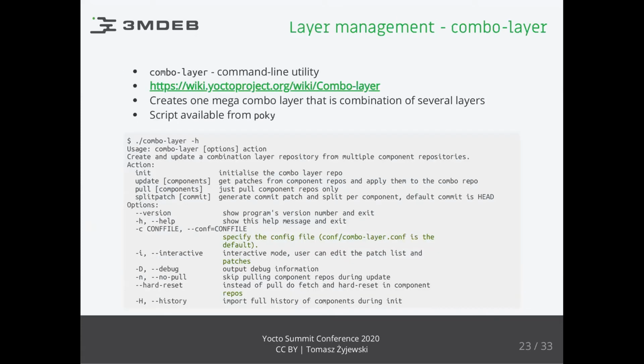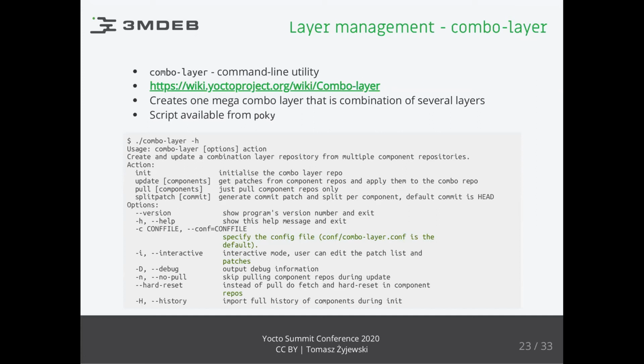Okay, so let's look at the next layer management tool. Combo layer is a command line utility for creating and maintaining Git repositories that are a combination of several other Git repositories. The script combo layer can be found in Poky.